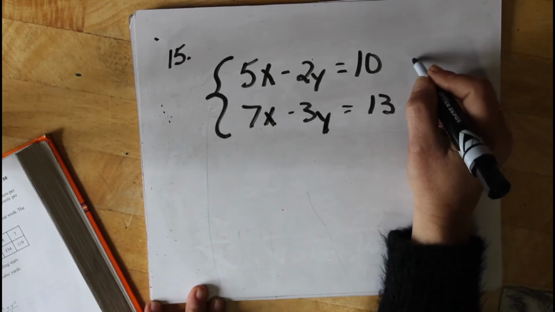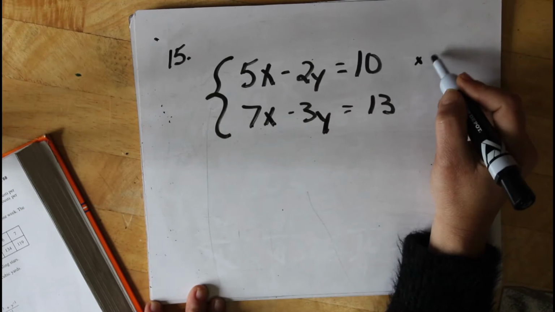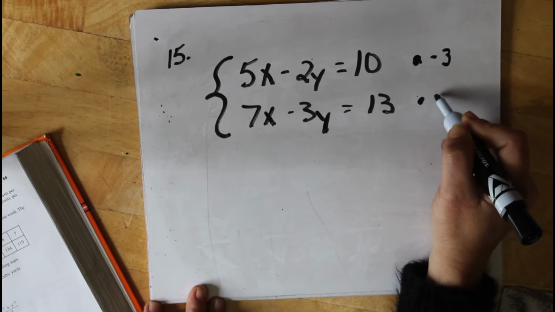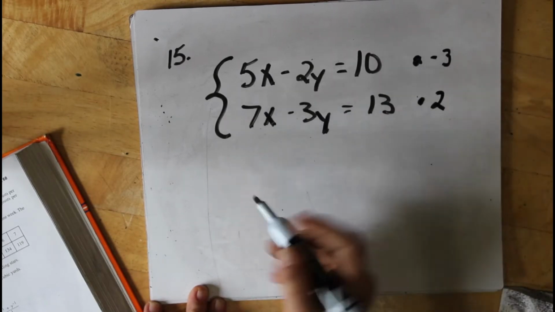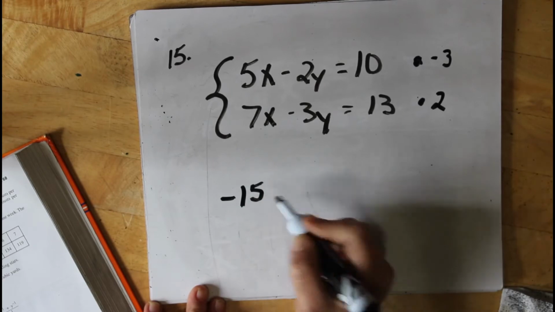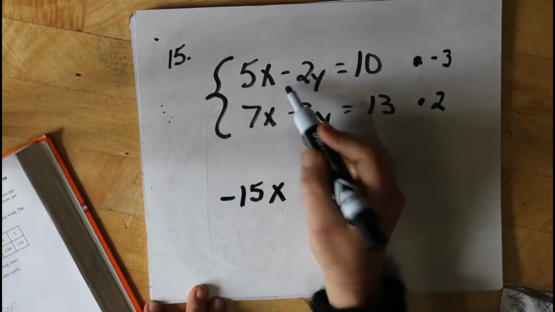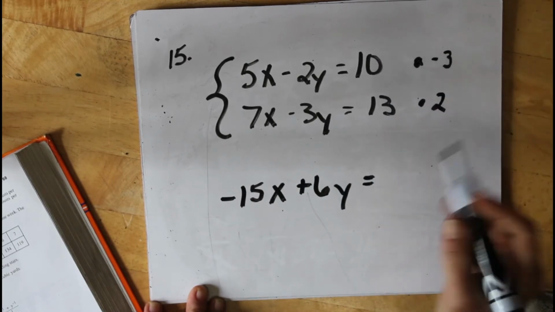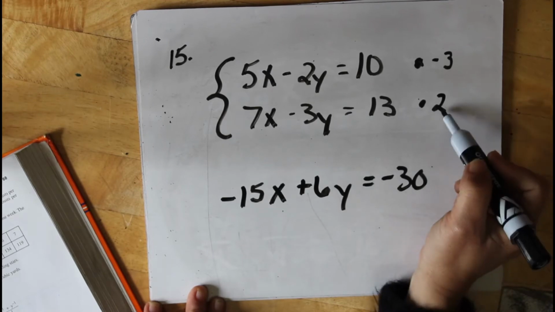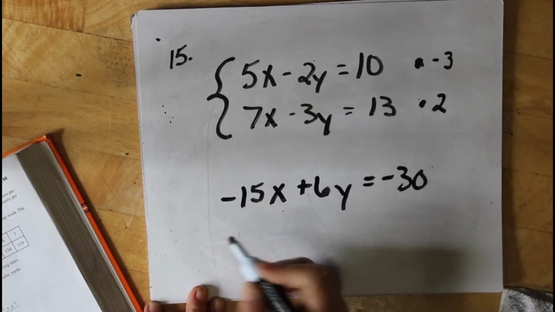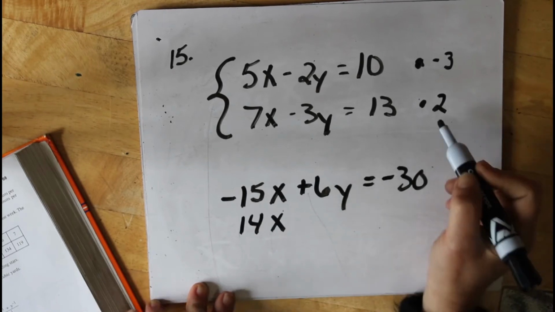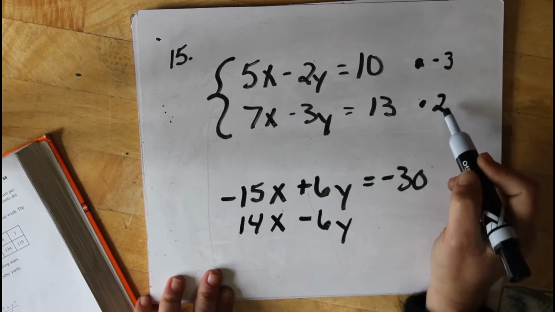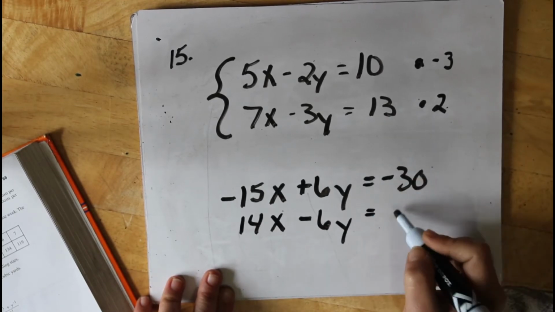So I'm going to multiply this whole equation times negative 3, and I'm going to multiply this whole equation times 2. Alright, so negative 3 times 5 would be negative 15x. Negative 3 times negative 2 is positive 6y. And then negative 3 times 10 would be negative 30. Now I'm going to multiply this equation. 2 times 7 is 14. 2 times 3 is 6, so that would be negative 6y. And then 2 times 13 is 26.